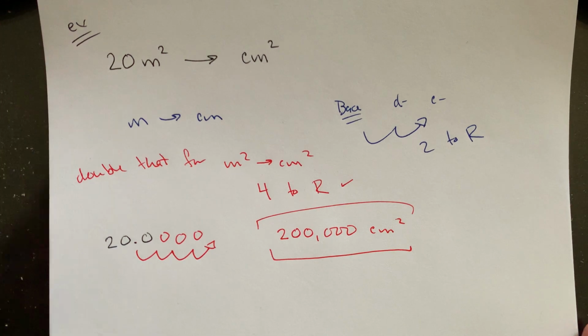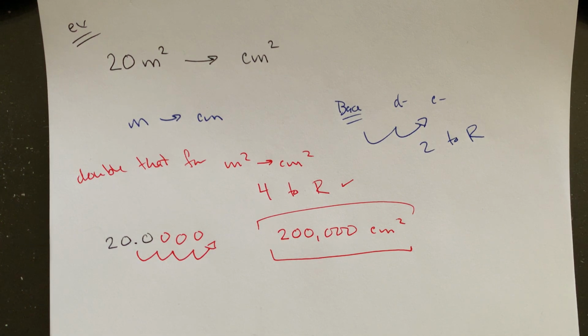So 20 square meters, right? What would be a 4 meter by 5 meter rectangle or something, now becomes 200,000 square centimeters because 4 meters is 400, 5 meters is 500, 400 times 500 would get us this, 200,000.